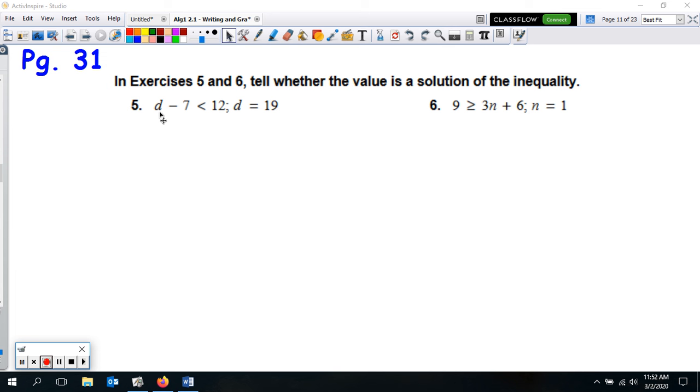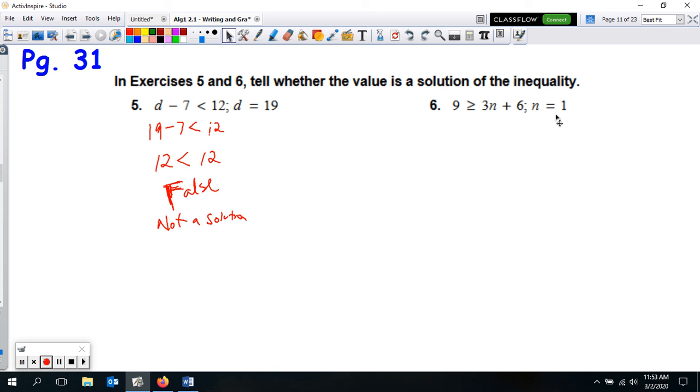So we want to plug 19 in for D and then see if this left side is going to be less than 12. So you just plug it in: 19 minus 7, and then you have less than 12. 19 minus 7 is the number 12. So we want to ask ourselves, is 12 less than 12? And obviously it's not less than 12. It's equal to 12. It's not less. The number can't be less than itself. So this would actually be false. Since that's a false statement, we can say no, it's not a solution. This value 19 is not a solution to this inequality.